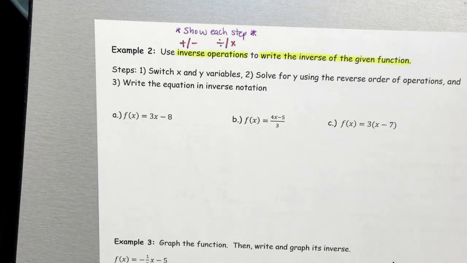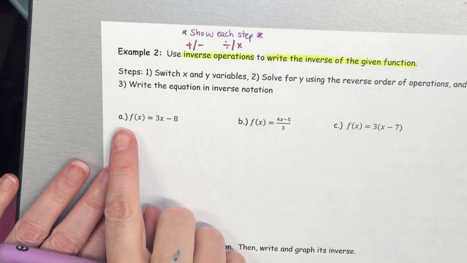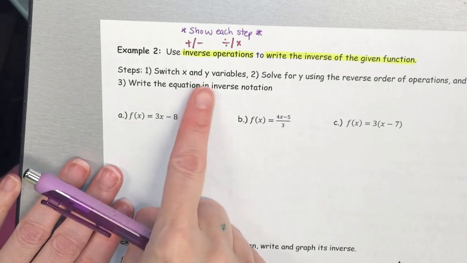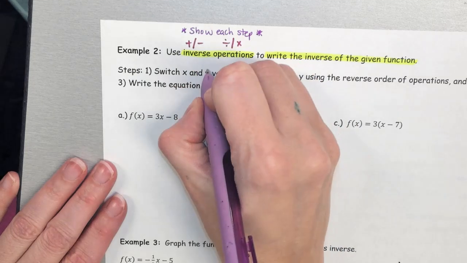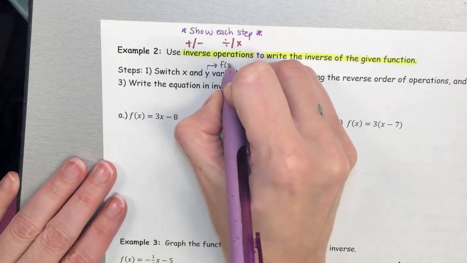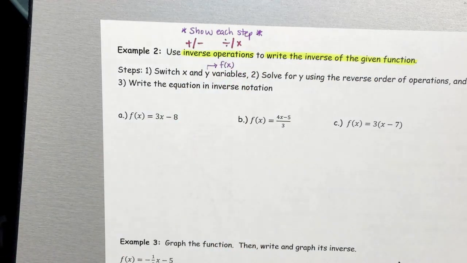Okay, so we've broken this down into 3 steps. The first step is to switch the x and the y variables, and that is part of the definition of an inverse. If you look down at example A, you aren't going to see a y though. So remember, your f of x is your y. They're both your output variables.